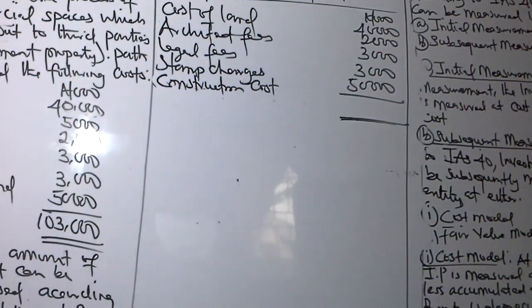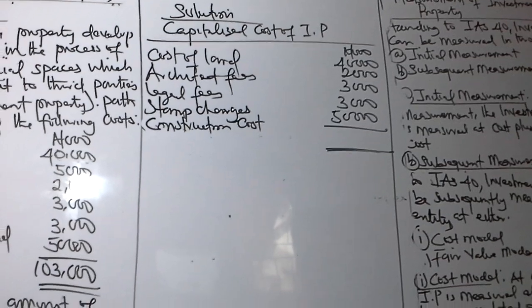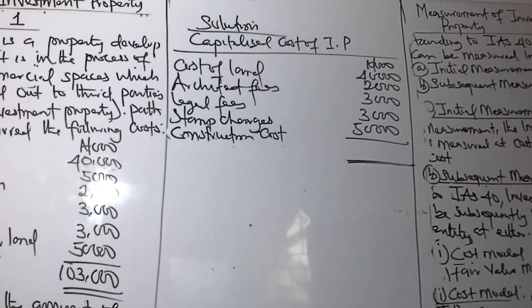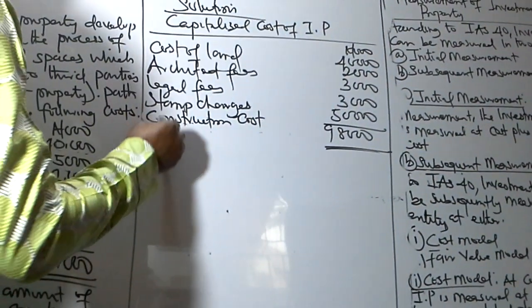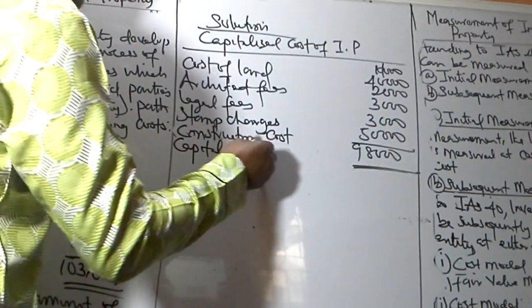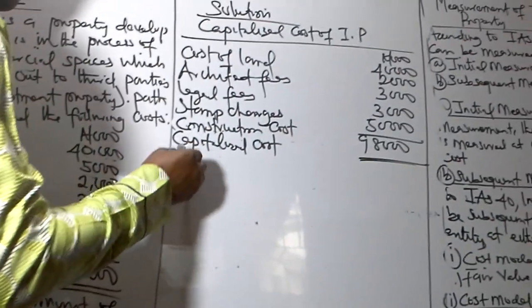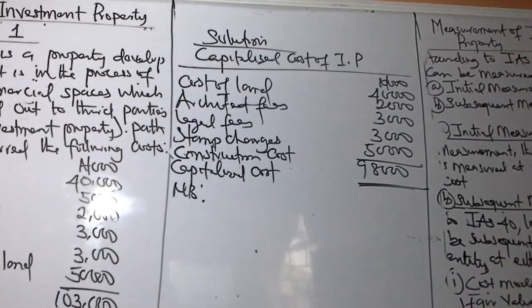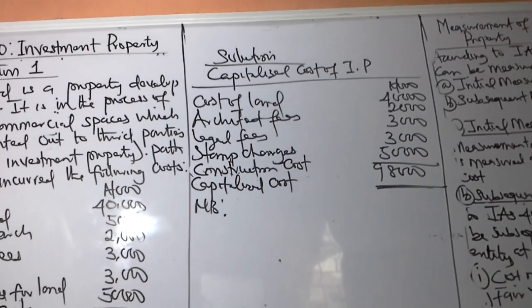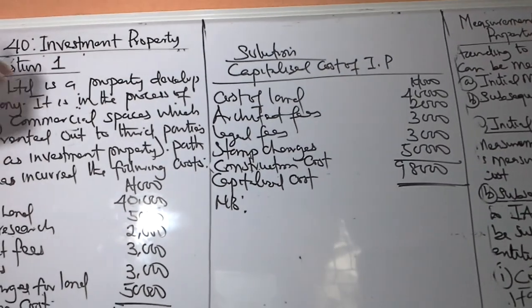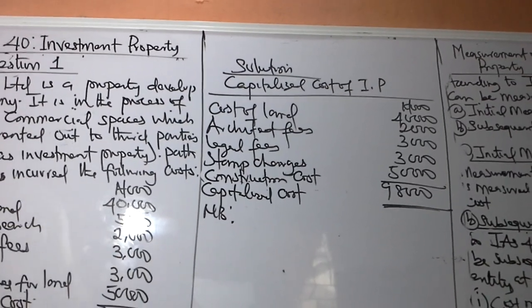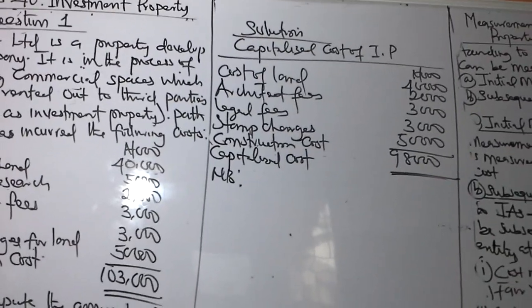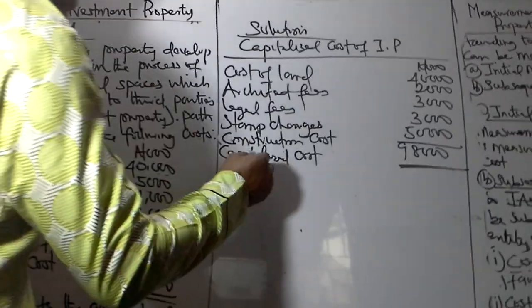So this is the total cost of the investment property that will be brought to record. That will be 98 million. So that is the capitalized cost. Note now, there are relevant costs and irrelevant costs. Market research should not be capitalized, should not be added to the cost of the investment property. Therefore, it should be expensed.